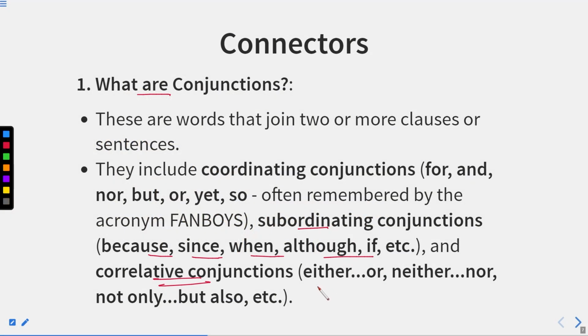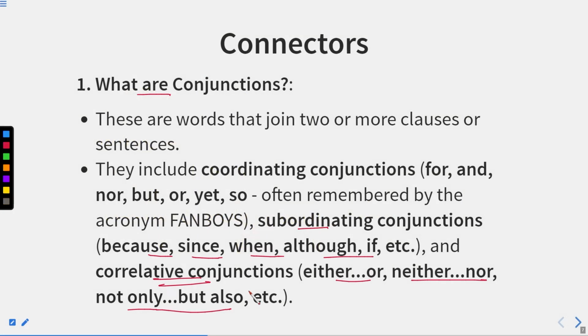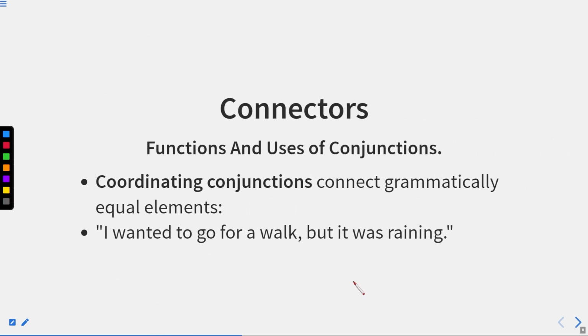Now let us get back to this. Some of the pairs are either or, neither nor, not only but also, hardly when, scarcely when. There are a few more than that. Also, with no sooner we use than, with else we use but. There are many pairs, and I will surely tell you every pair and the use of it.